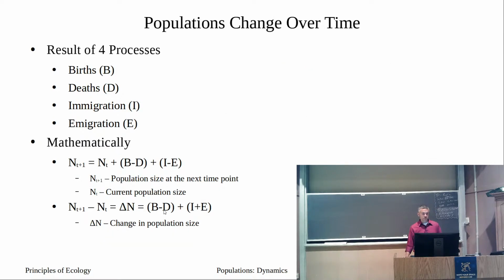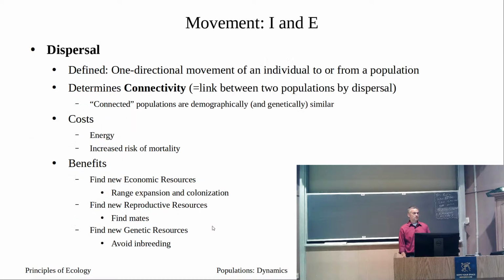What we're going to do is start with movement, immigration and emigration, because in reality, migration is very important for our populations. It's a very important ecological process. But as we estimate population sizes, we tend to ignore it. So we're going to start with movement.